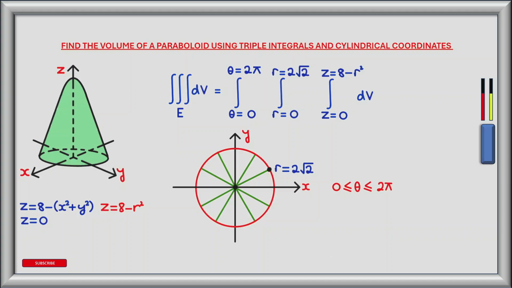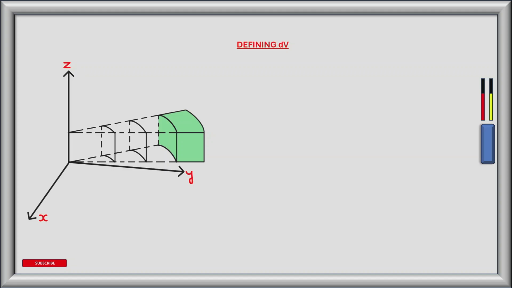Let's now unpack what we are integrating. In our case it's dV. So dV represents infinitesimally small pieces of volume. We're using triple integrals to sum each of these to get the total volume. Let's look at the dimensions of one of these. If we look at the green shaded region, this represents an infinitesimally small piece of volume dV. We can think of this as a tiny rectangular box where the volume is given by the height multiplied by the width multiplied by the length. So let's apply this to the green shaded region.